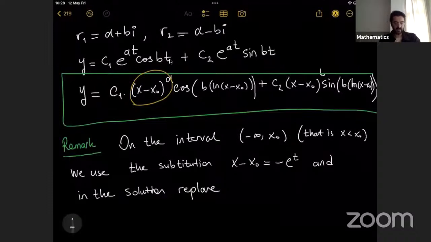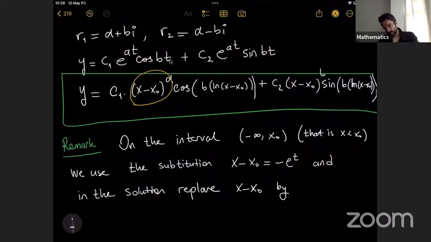So in general, we can replace in the solution x minus x0 by the absolute value of x minus x0. Then this will cover both cases at the same time, whether x is bigger than x0 or x is less than x0. The absolute value will take care of both cases. Okay.